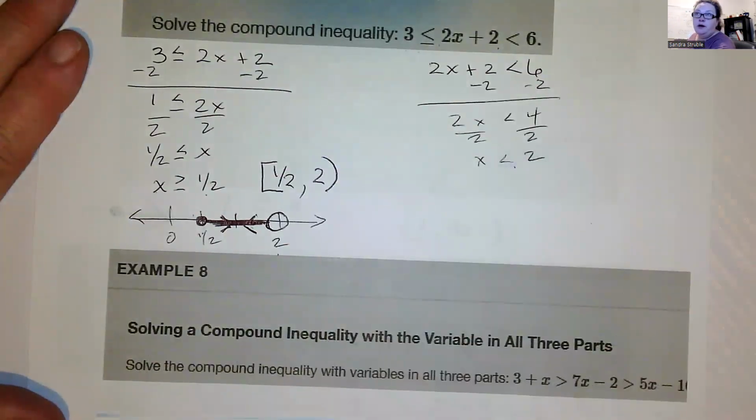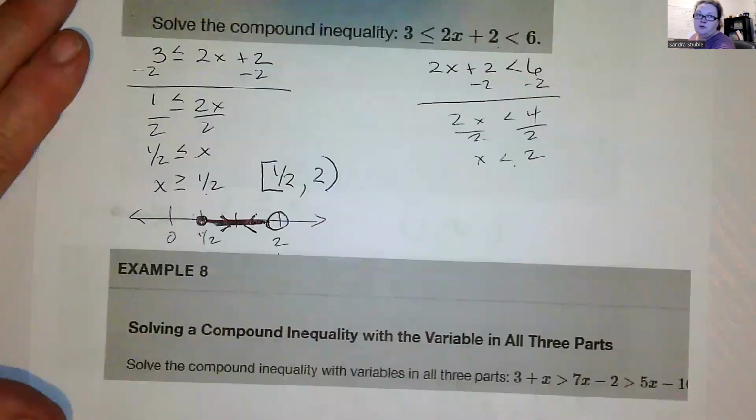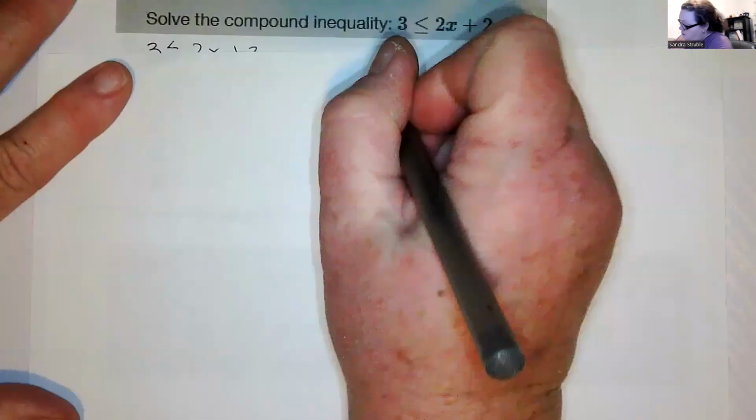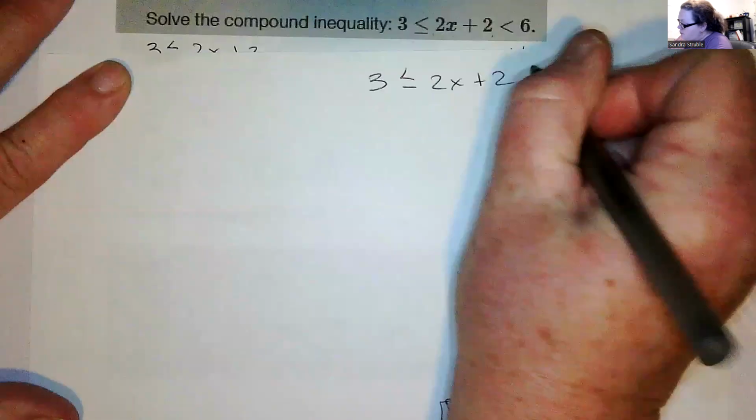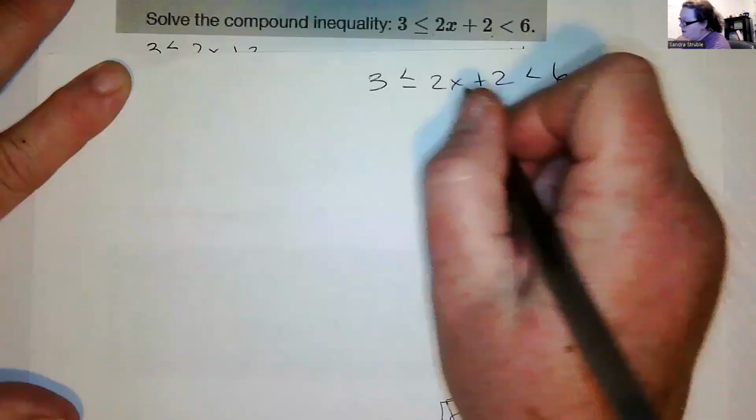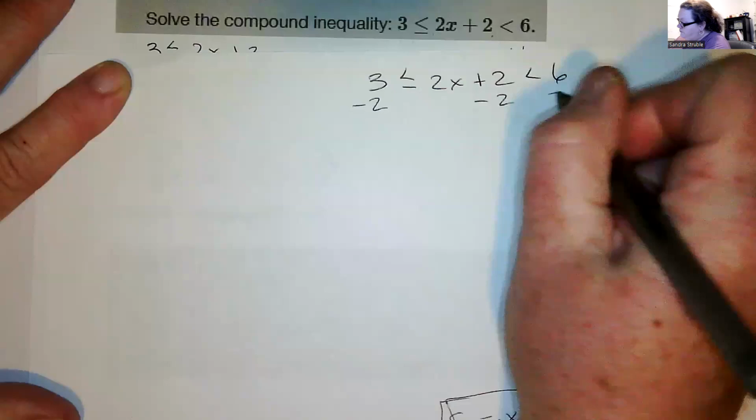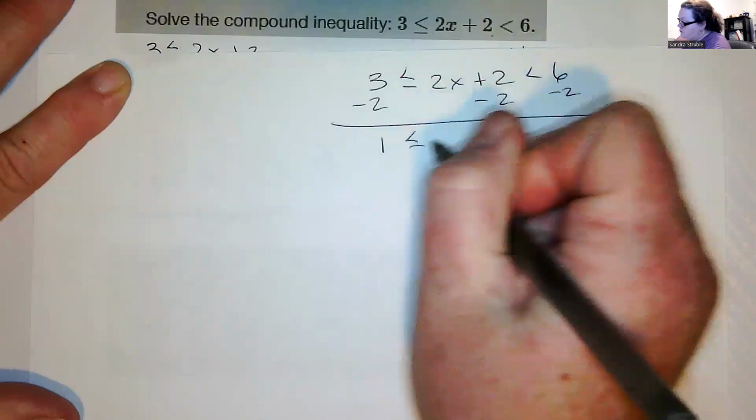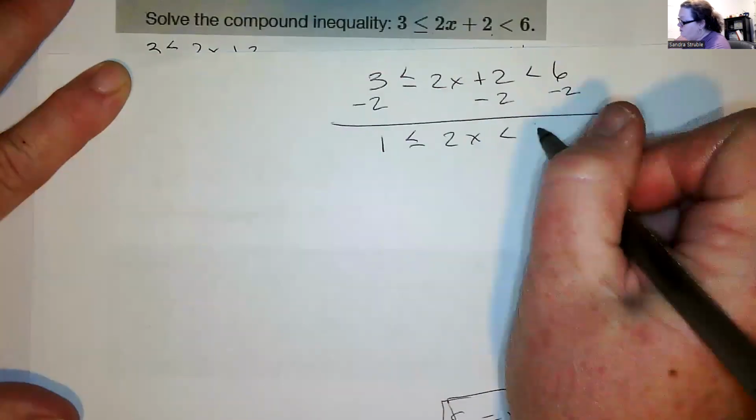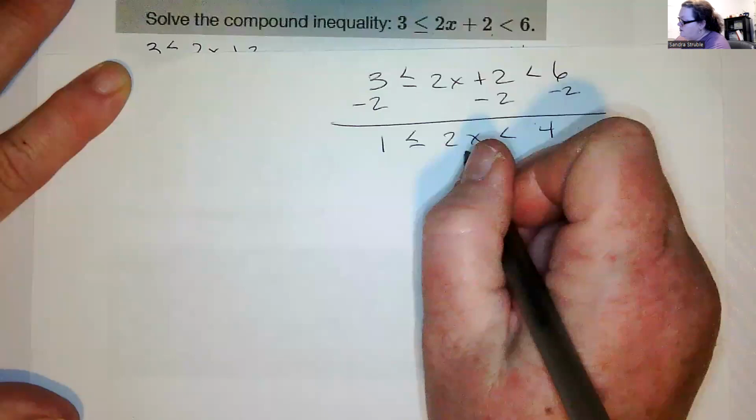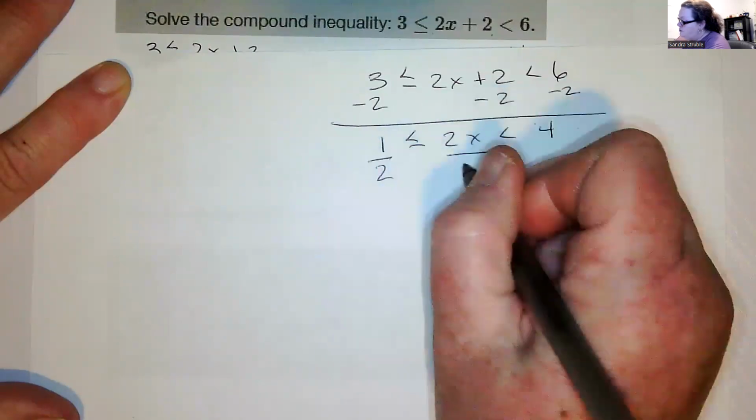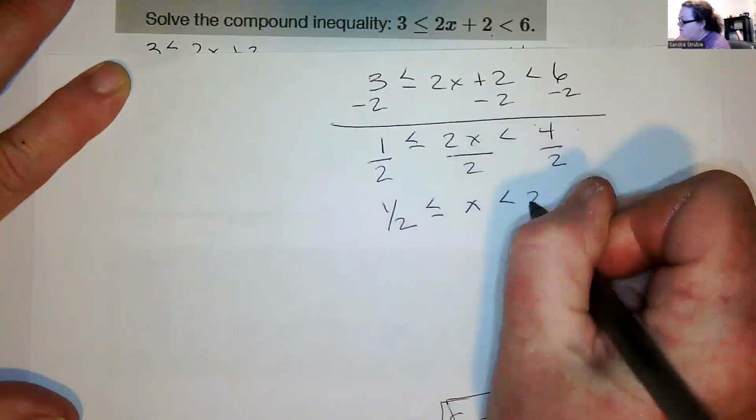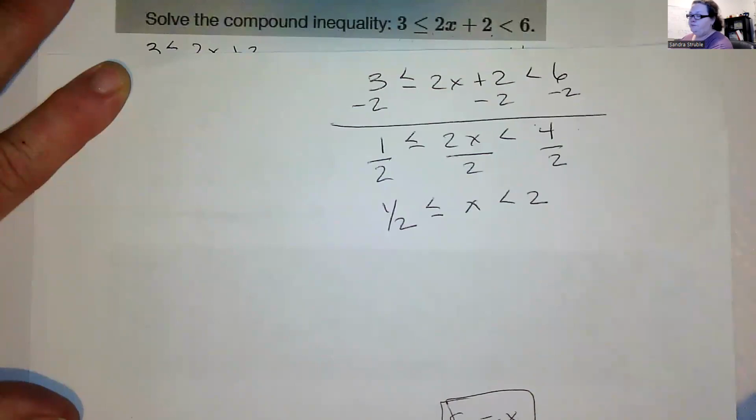If you don't want to learn the other way, you can fast forward until you get to example 8. So what does this look like in the other format? 3 less than or equal to 2x plus 2 less than 6. Just solve for x. So subtracting 2 from all, which you have to do to all 3 sides, and you get 1 is less than or equal to 2x is less than 4. Okay, and then divide through by 2, and you get 1/2 less than or equal to x less than 2. Same thing we just got. Okay.